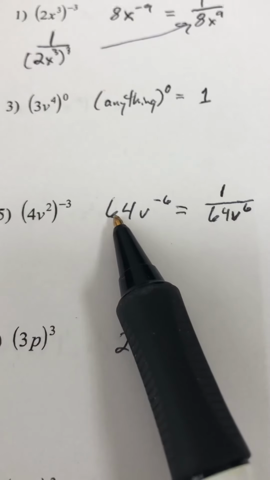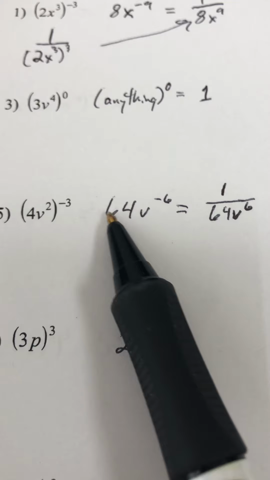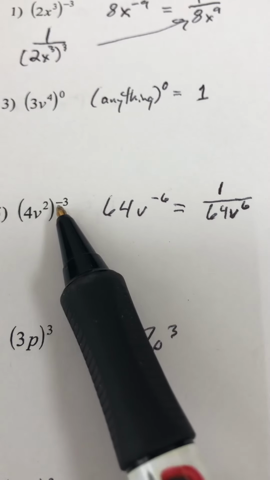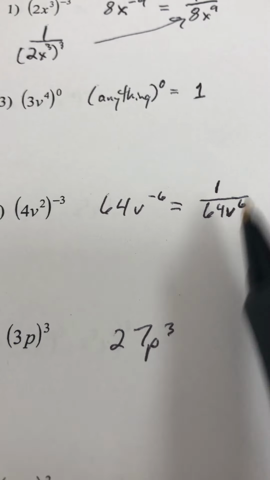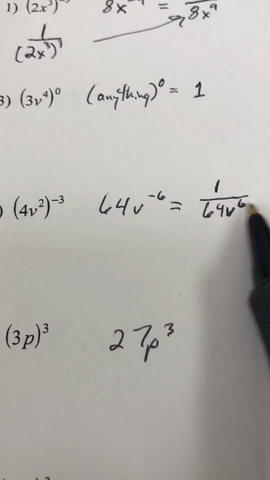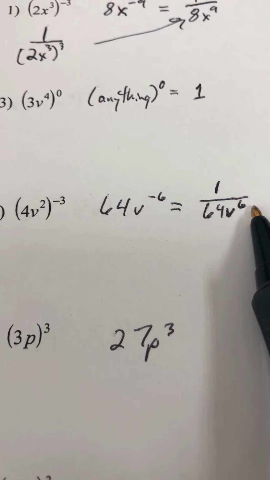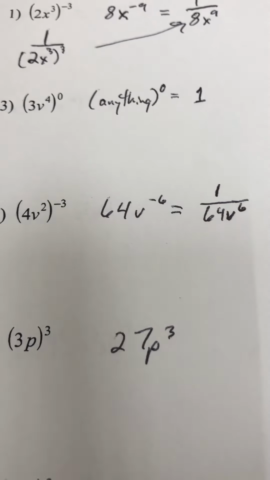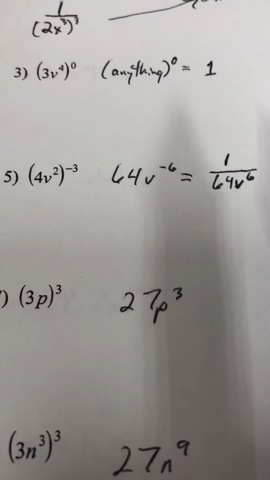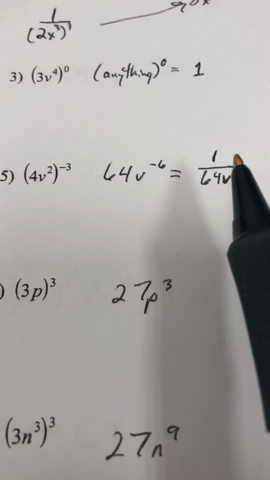This one, I end up with the 64v to the negative 6. In order to get that negative 6 taken care of, I'm going to go 1 over 64v to the 6th. Just put it down below into the denominator to get rid of the negative 6 value.